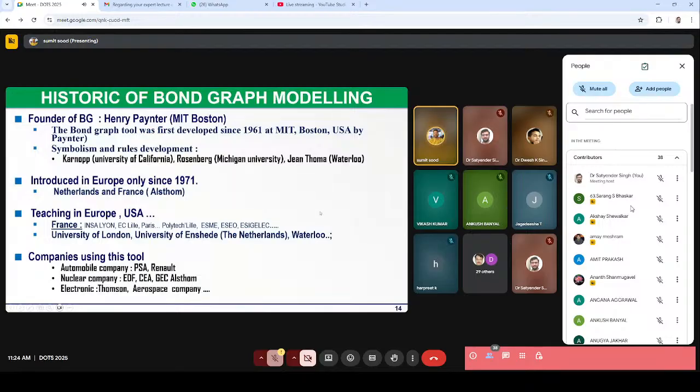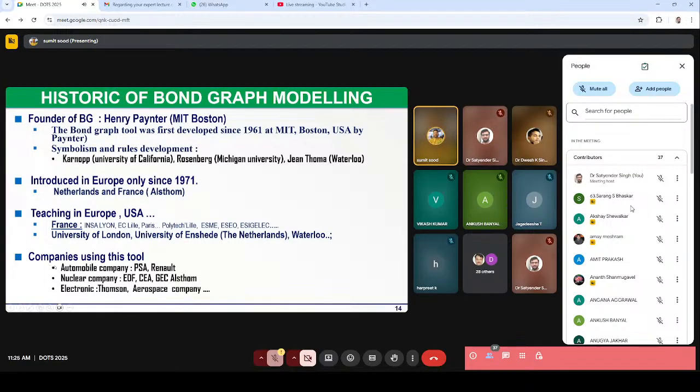So just a brief about the history of bond graph modeling. It's quite boring, so we will not go into details. It was founded by Henry Paynter at MIT, Boston, in 1961 in the USA. And since then, it has been improved by a lot of people such as Karnopp, Rosenberg, Thoma, and even my PhD supervisor, Professor Belkacem Ould Bouamama, is also one of the big contributors in developing this bond graph approach. It has been introduced at different universities in France and Europe, usually in the Netherlands and France. And here at the University of Lille, we use this tool.